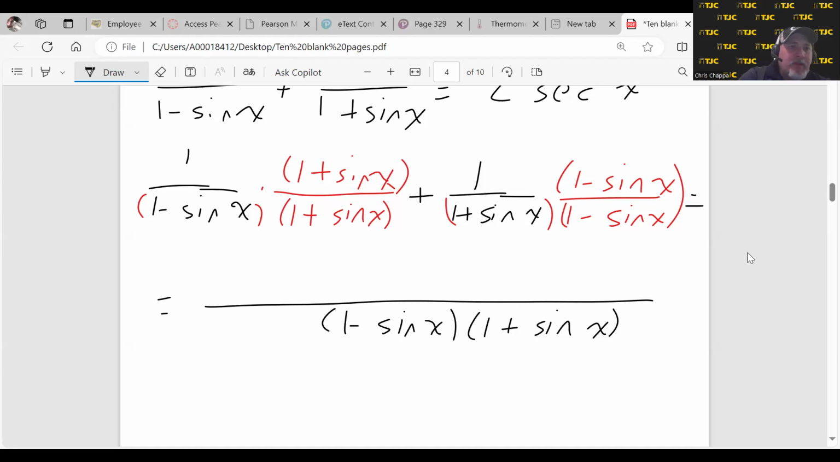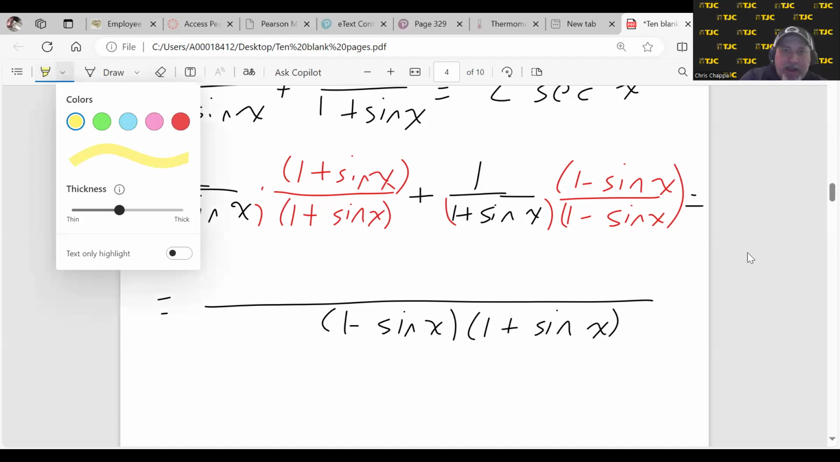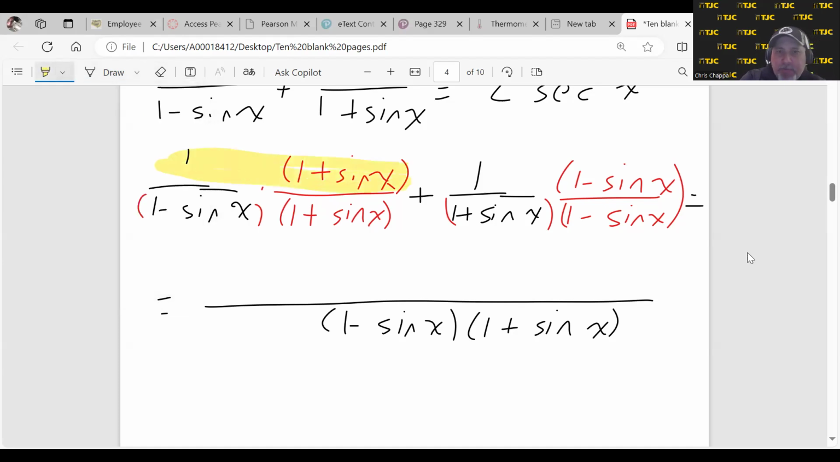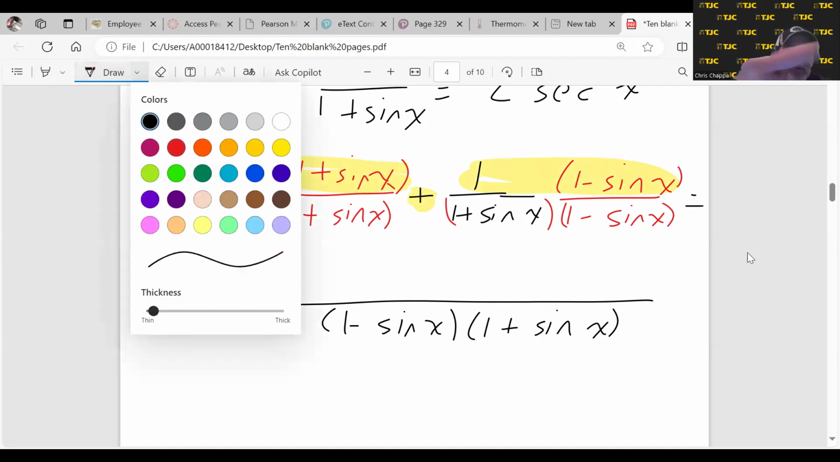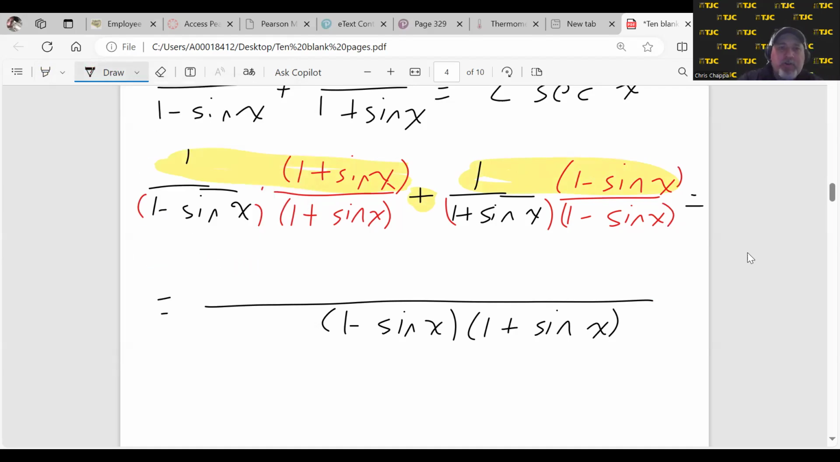On the top, we have 1 times this parentheses plus 1 times that parentheses. Well, luckily, 1 times anything is easy, and I just realized that this closed parentheses over here was not drawn correctly. Little things like that drive me crazy. All right, so let's put the numerators together. The first numerator is 1 times 1 plus sine x, which is 1 plus sine of x. And then plus, that plus in the middle. The second numerator is 1 times 1 minus sine x, which is 1 minus sine x.